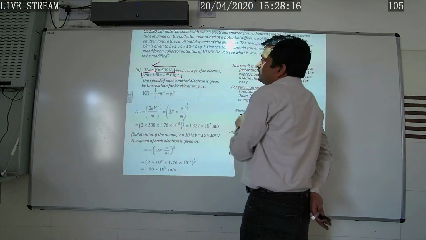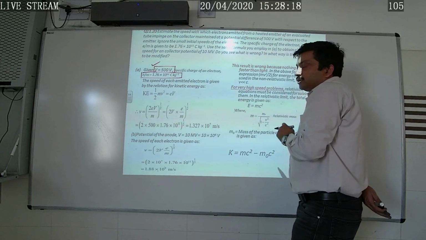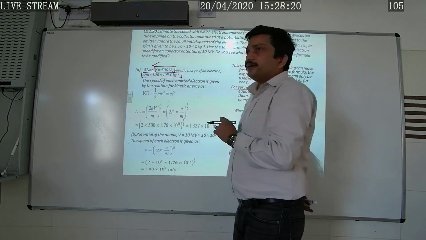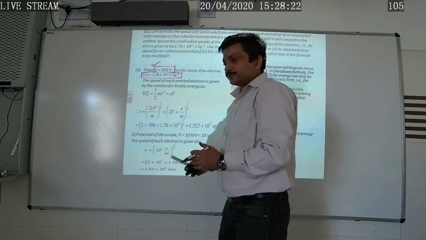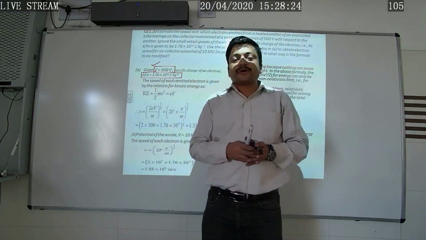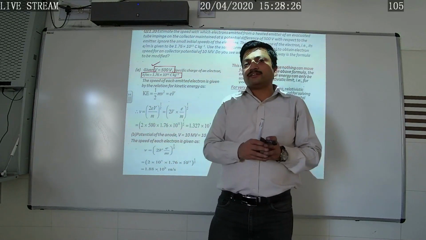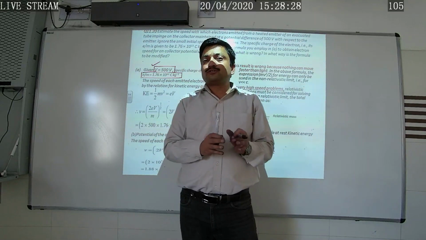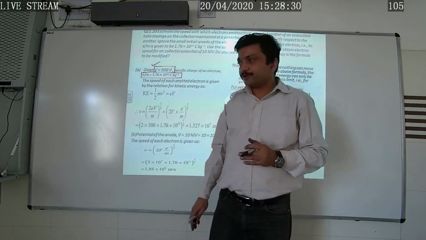Now the speed of each emitted electron is given by the relation for kinetic energy. As we studied in the photoelectric effect, the maximum kinetic energy of the emitted photoelectron is equal to the work done by the stopping potential.